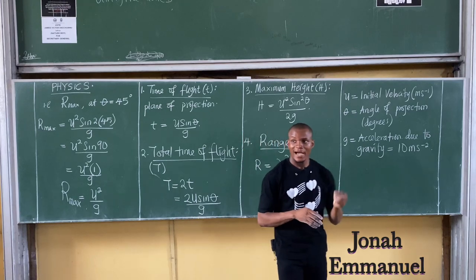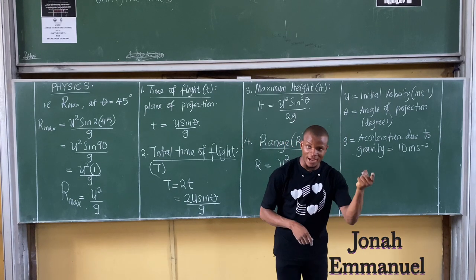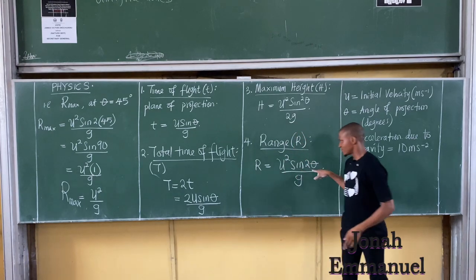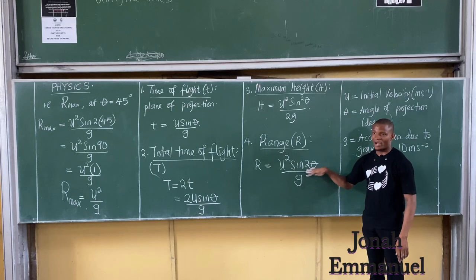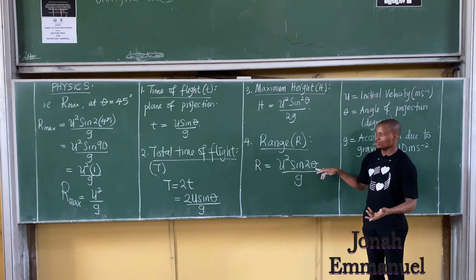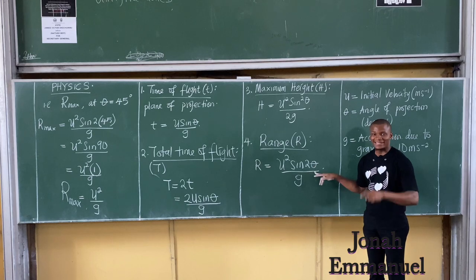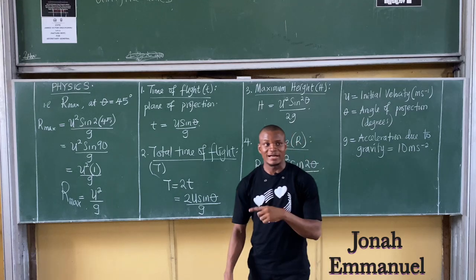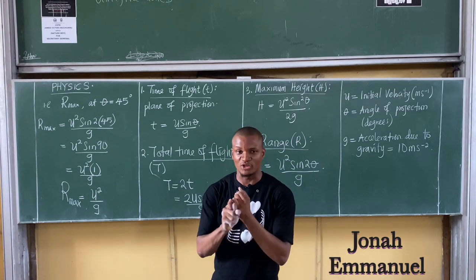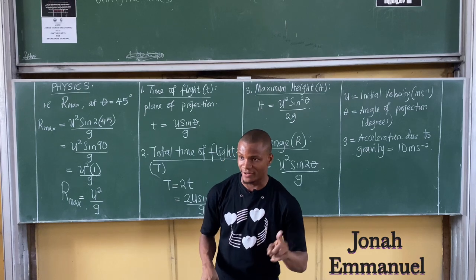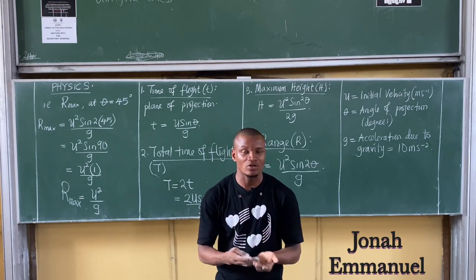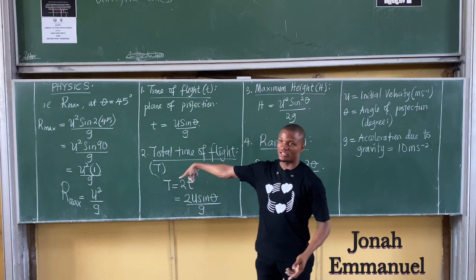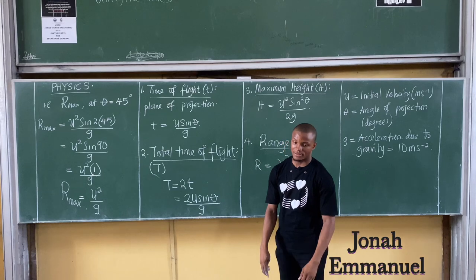Please note, R is equal to u squared sine 2 theta over g. Why does R max not have the sine? This one disappears, it's just u squared over g, because theta becomes 45. 2 times 45 is 90, sine 90 is 1, and that's all. So please, don't stop here. JAMB questions on this are usually: at what angle should a body be projected to get maximum range? The answer is 45 degrees. Number two, they ask you, which of the following expresses the maximum range? The answer is u squared over g. That's it.